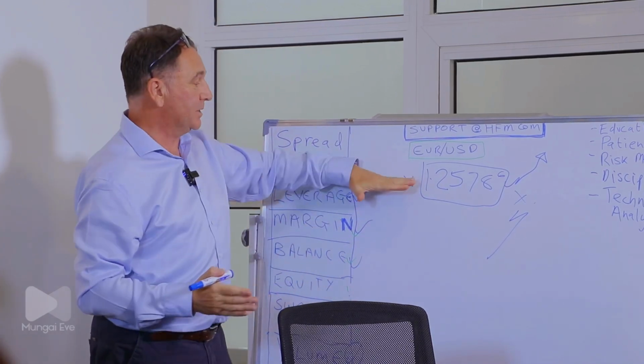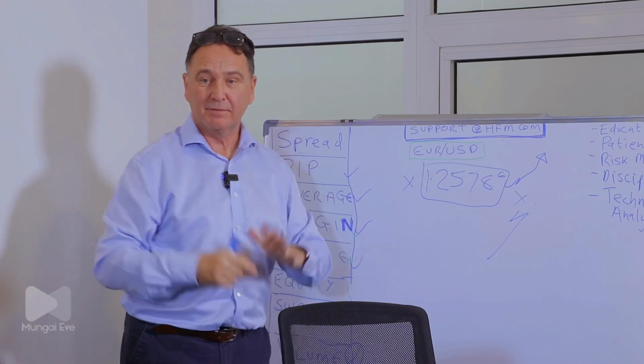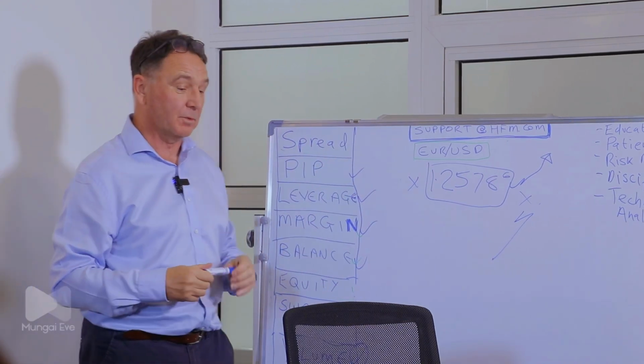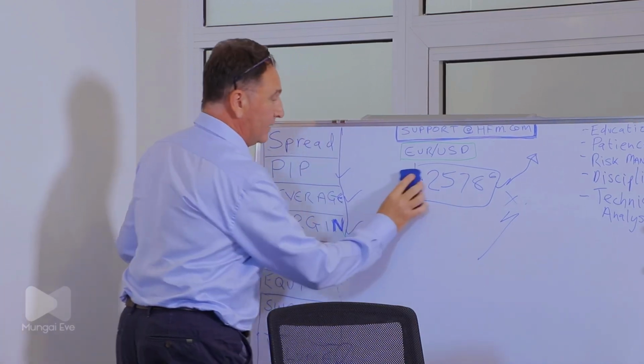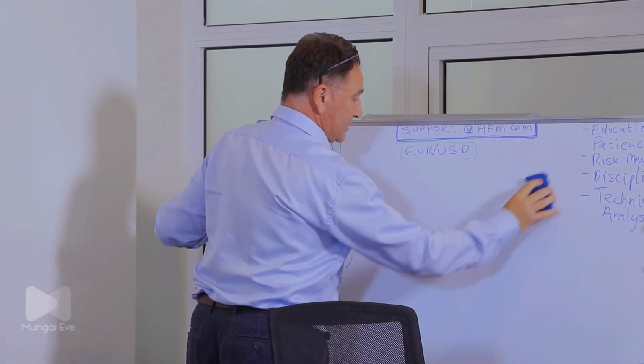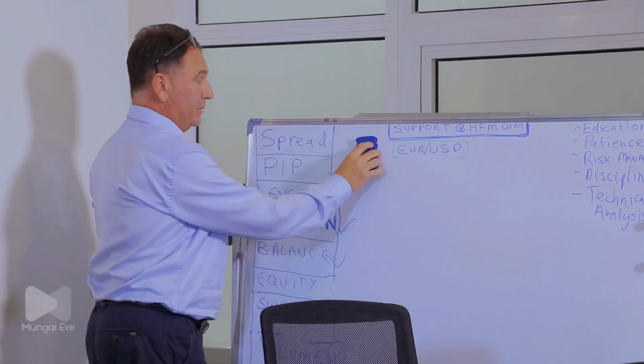So this person buys, this person sells. They're both happy because they're both doing what they want to do. One of them's going to win, one of them's going to lose. Okay? Let me just do spread before we do the slippage video.